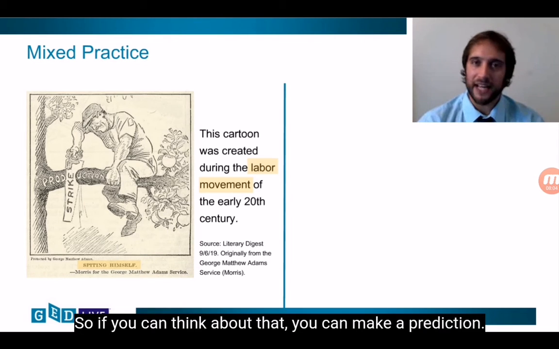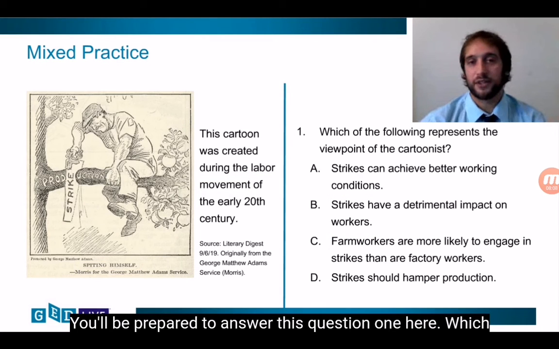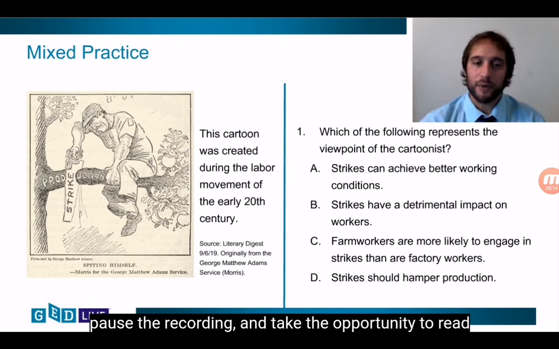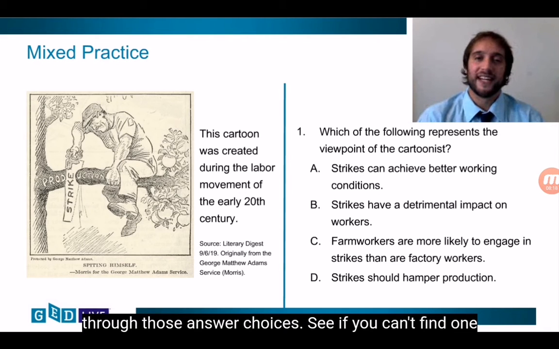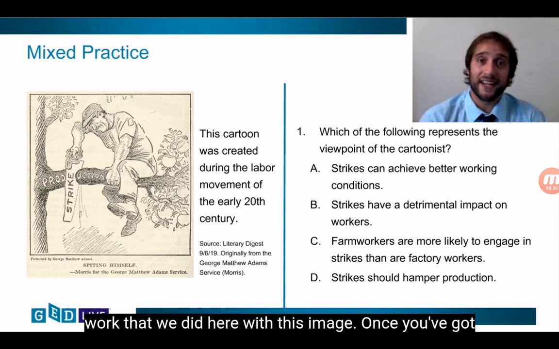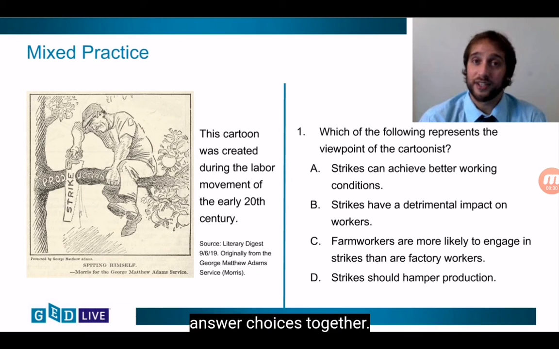So if you can think about that and you can make a prediction, you'll be prepared to answer this question 1 here, which is going to ask you, of course, what's the viewpoint of the cartoonist? Go ahead and pause the recording and take the opportunity to read through those answer choices. See if you can find one that matches all of that great evaluation and predictive work that we did here with this image. Once you've got it, start the recording back up and we will evaluate these answer choices together.